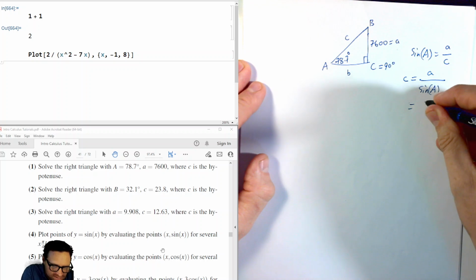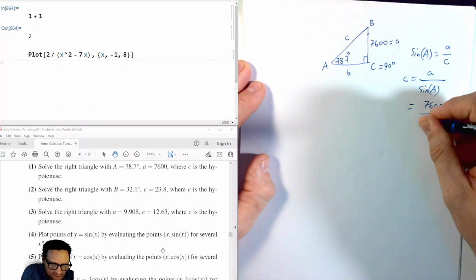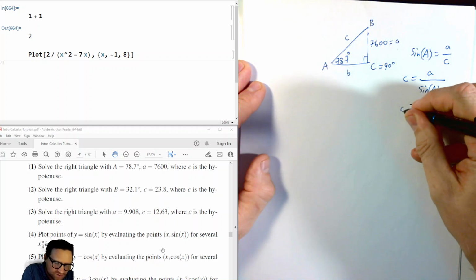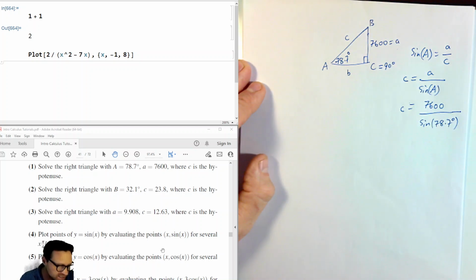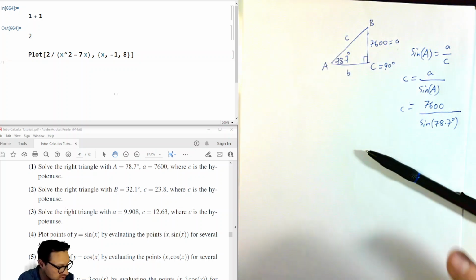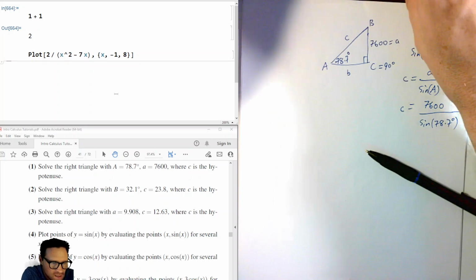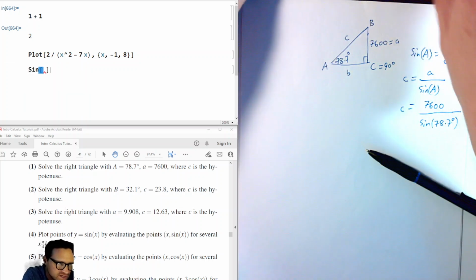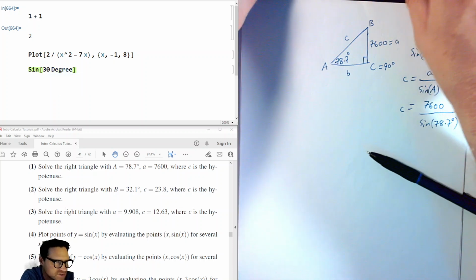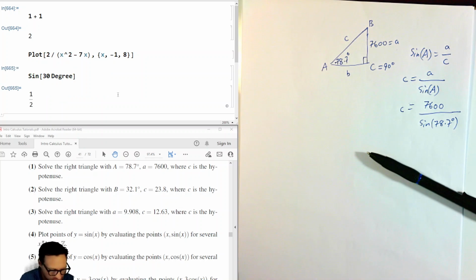And so that is 7600 over sine of 78.7 degrees. Okay, and so to find this side length c, I need to calculate this in a calculator, or in this case, I'm going to use Mathematica. So let me do that here. First, I need to make sure that I can calculate a sine in degrees. So I'm going to calculate sine of 30 degrees to make sure that I get 1/2. Okay, so I've calibrated. I know that that's correct. So that's the correct procedure.